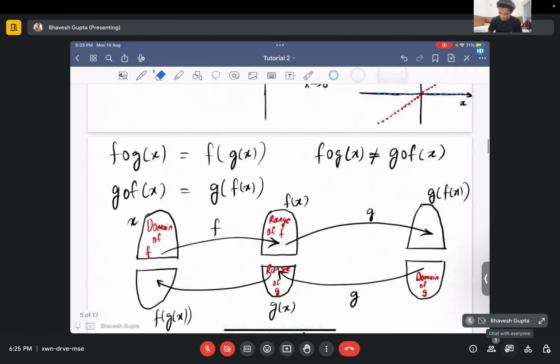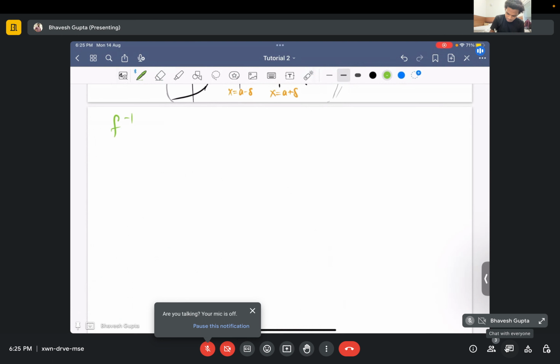This is something called as inverse of a function. This is known as inverse.